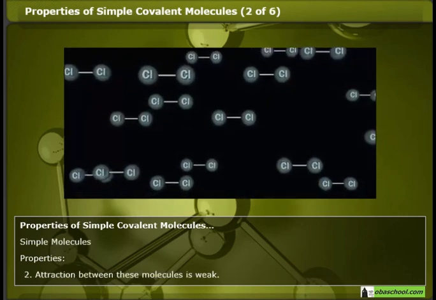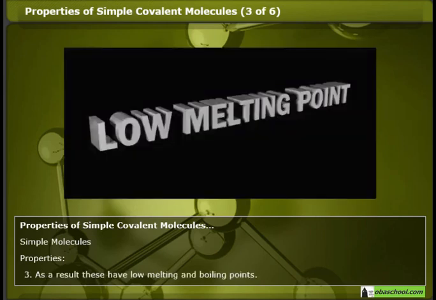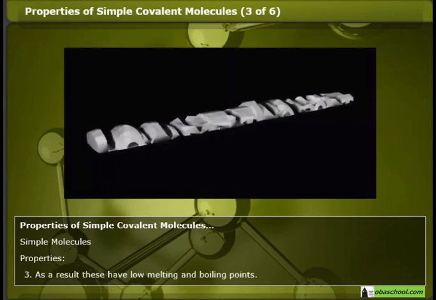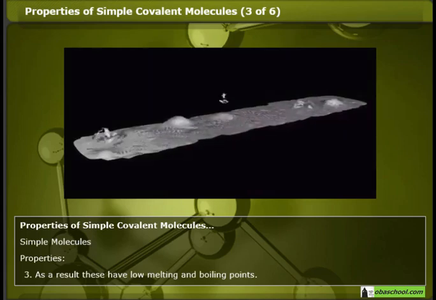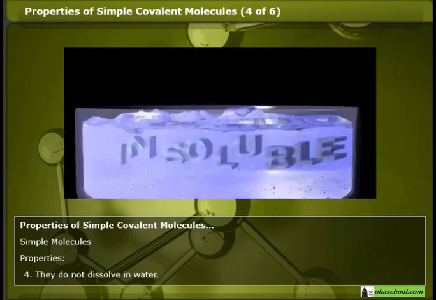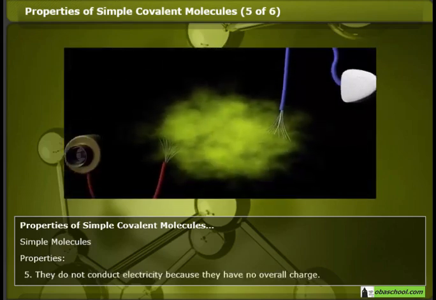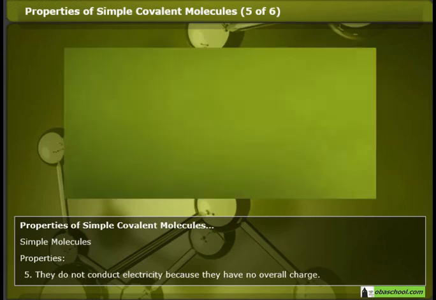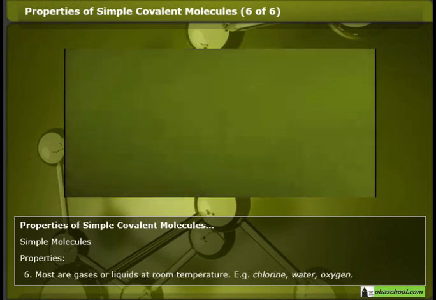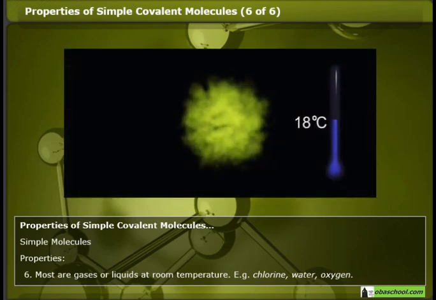2. Attraction between these molecules is weak. 3. As a result, these have low melting and boiling points. 4. They do not dissolve in water. 5. They do not conduct electricity because they have no overall charge. 6. Most are gases or liquids at room temperature, for example chlorine, water, oxygen.